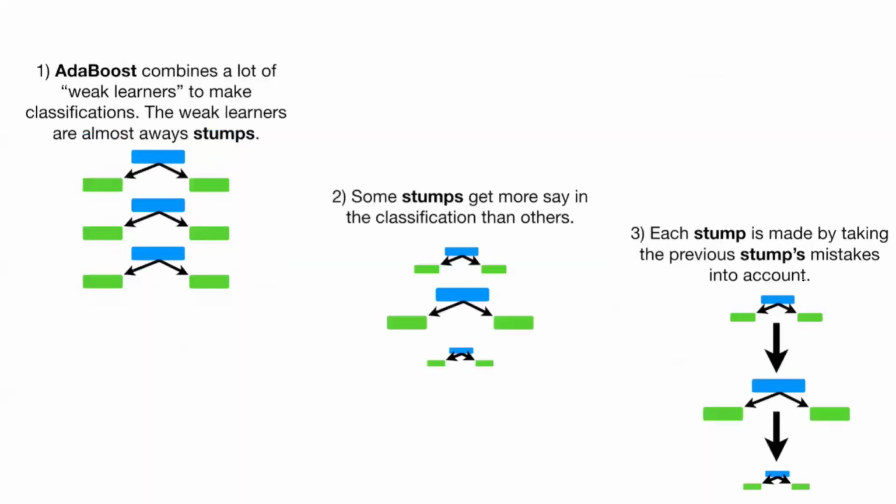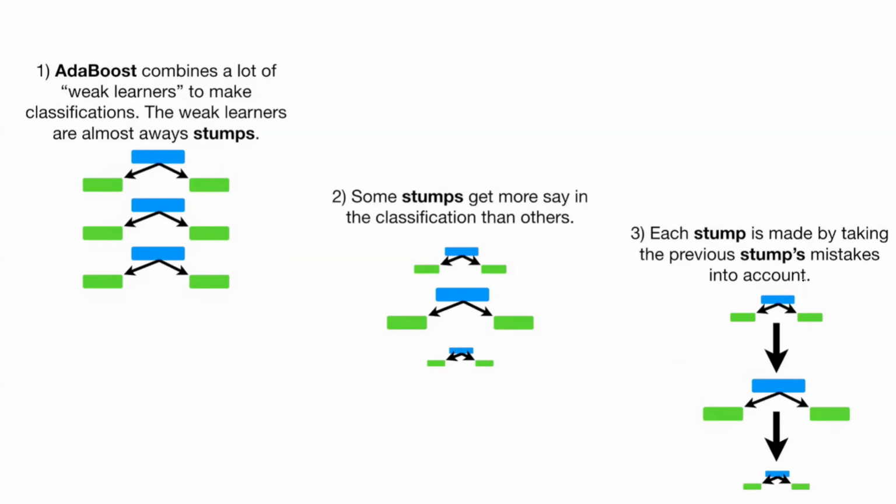Okay, so in short, AdaBoost combines a lot of weak learners to make the classification, and each of these weak learners is called a stump.